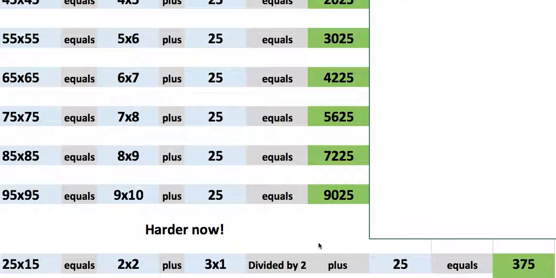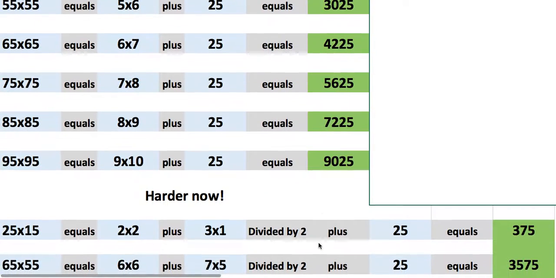So we'll do another one, because I understand this can be a little complicated. We'll do 65 times 55. So we get rid of the 5, go up 1. So 6 times 6 is 36. And then we went up 1 and got rid of the 5. So 7 times 5 is 35. So we have to do 35 plus 36, which is 71, divided by 2, which is 35.5. Add the 25, 35.75.